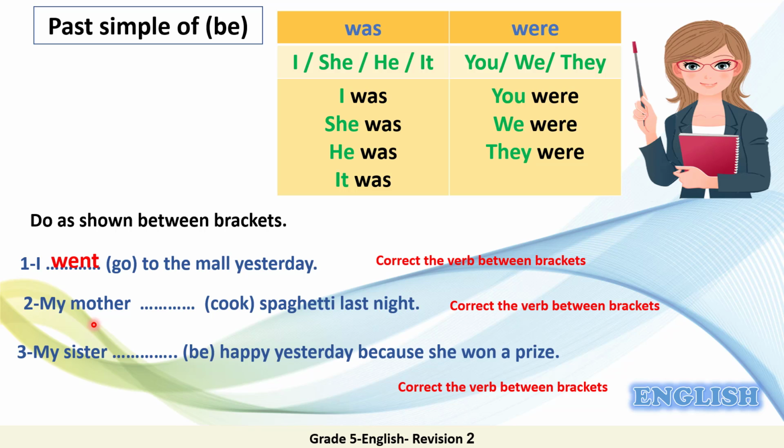Have you finished? Now check with me. My mother cooked spaghetti last night. The keyword is last. So the answer is cooked. My sister blank be happy yesterday because she won a prize. Where's the keyword? Amazing. Yesterday. And we have two forms of be in the past: was or were. My sister is singular, so we use was.